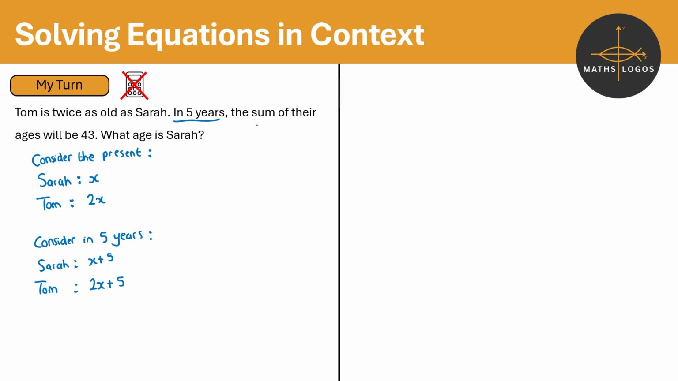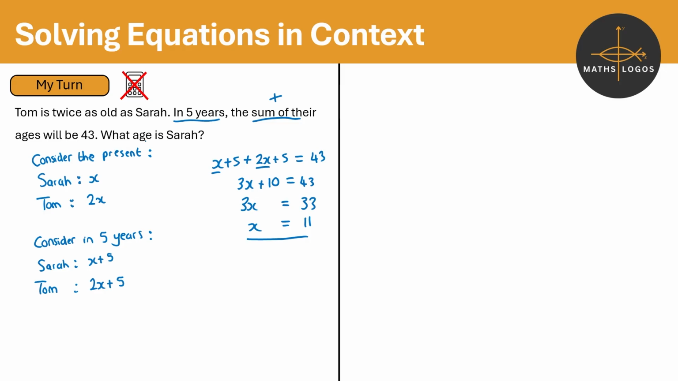The next part of that sentence says the sum of their ages will be 43. So when it says sum, it means if I add together their ages, that'll be equal to 43. So let's take Sarah's age, which is x add 5, and we'll take Tom's age, which is 2x add 5, and that's going to be equal to 43. We can then solve this equation. Let's add together our x terms. x and 2x is 3x, and 5 and 5 is 10. That's equal to 43. Subtract 10 from both sides, so 3x is equal to 33. Divide both sides by 3, x is equal to 11.